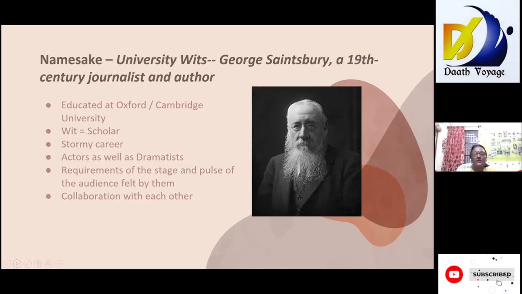So who are they? They were all educated either at Oxford or Cambridge University. Naturally, they are called wits. Why? Because wit is nothing but scholars. So they were all scholars at the Oxford or the Cambridge University. And they all had a very stormy career. Many of them were actors as well as dramatists.